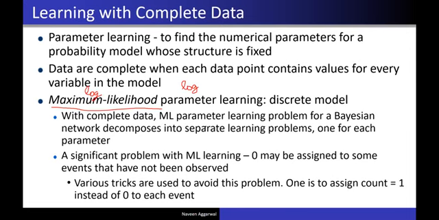With complete data, the maximum likelihood parameter learning problem decomposes into a separate learning problem, one for each parameter. So we can learn each of the parameters. The significant problem with maximum likelihood is that we have to look for the zeros. Remember, we discussed that we add one dummy value for a particular class if no value is given. Even for a particular attribute, if no value is given, we add one dummy value. So one count is added to avoid the zero problem. This is one of the tricks that we use.